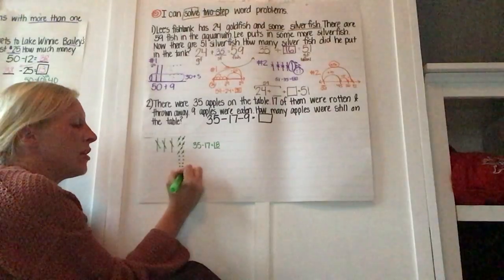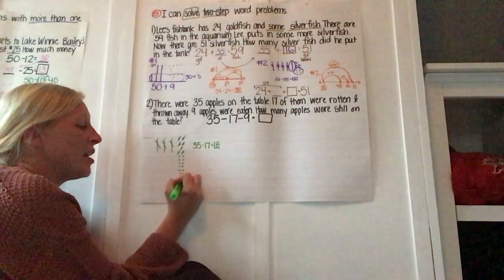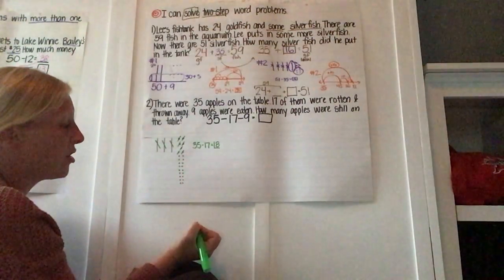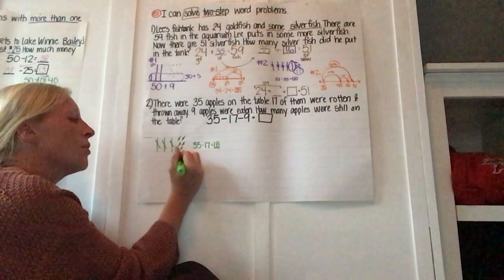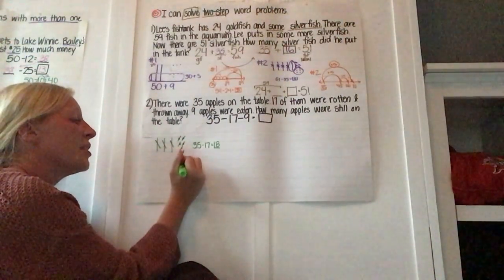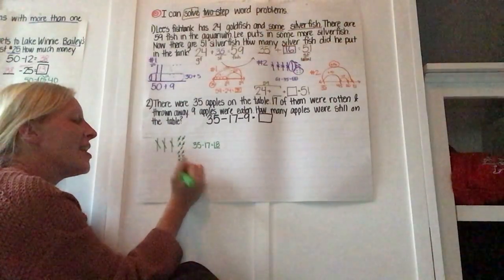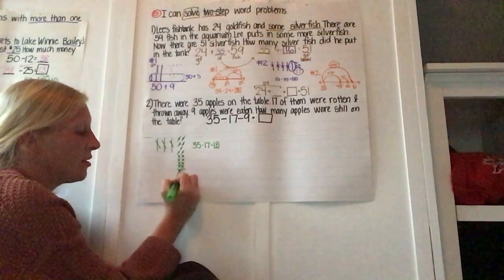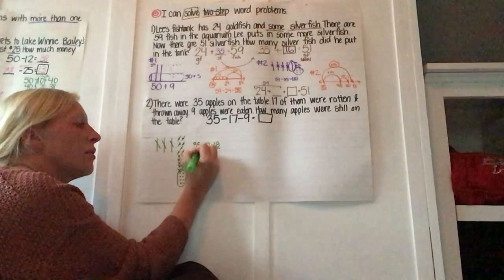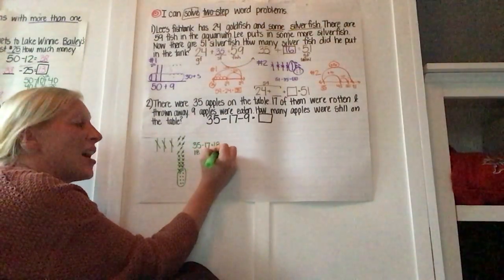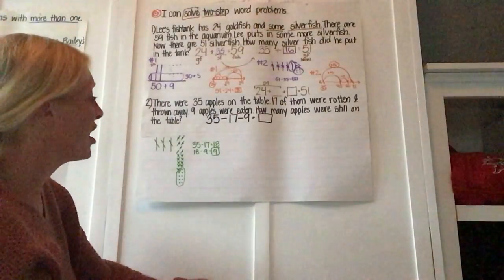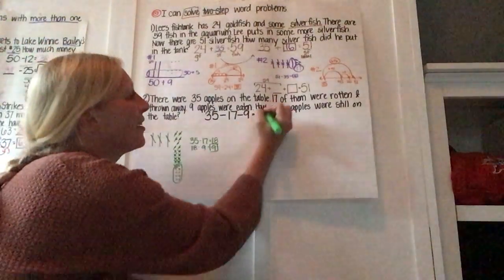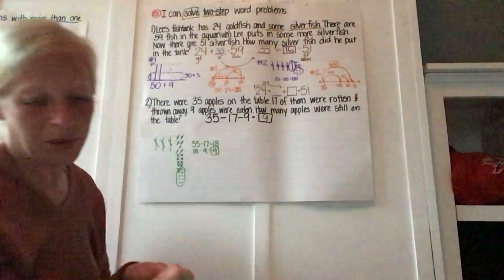1, 2, 3, 4, 5, 6, 7, 8, 9, 10. And then what are you going to do? 1, 2, 3, 4, 5, 6, 7, 8, 9. And what do you have left? You have 9 left over. So how many apples are still on your table? 9. Okay.